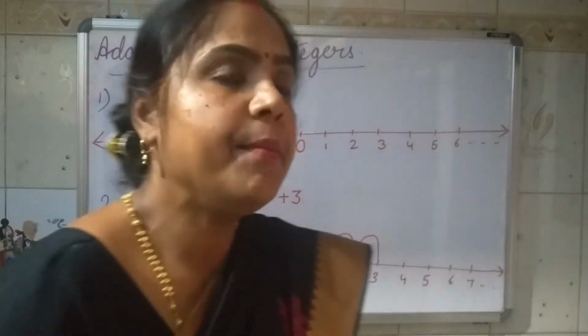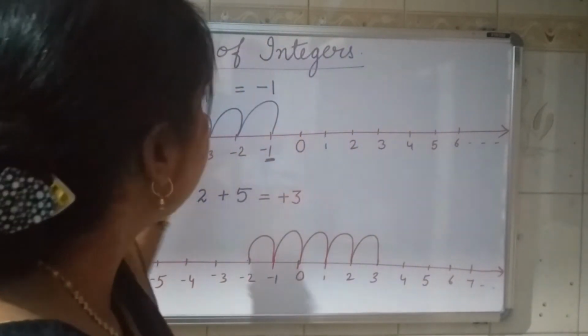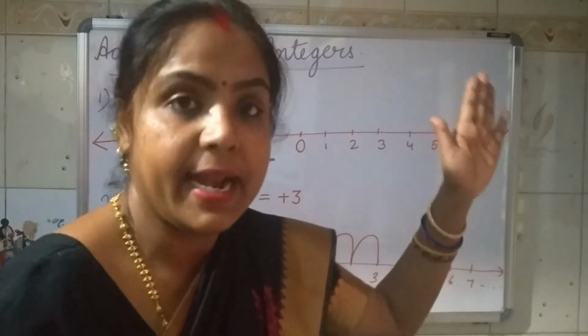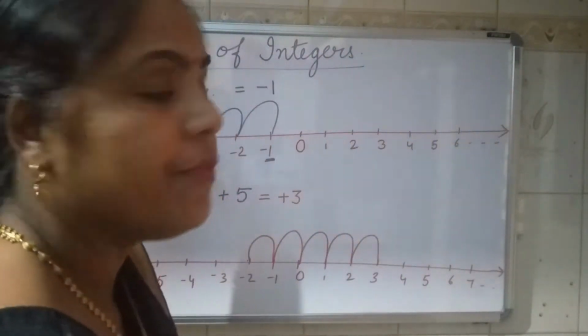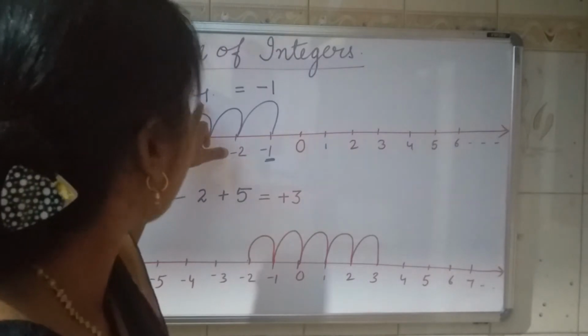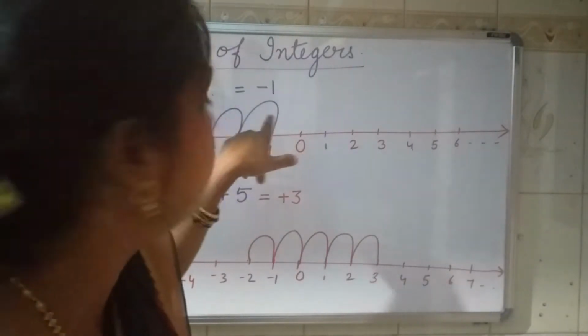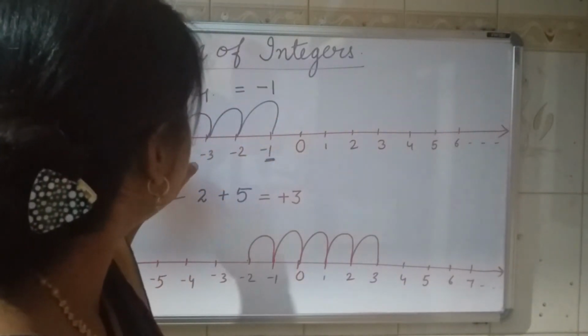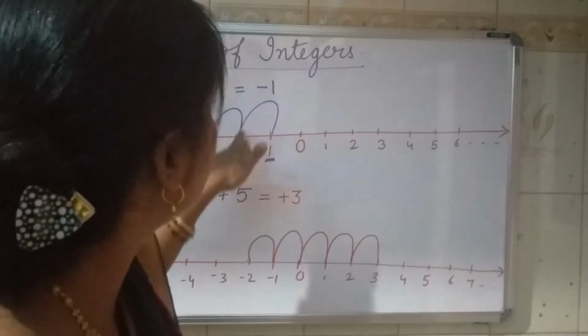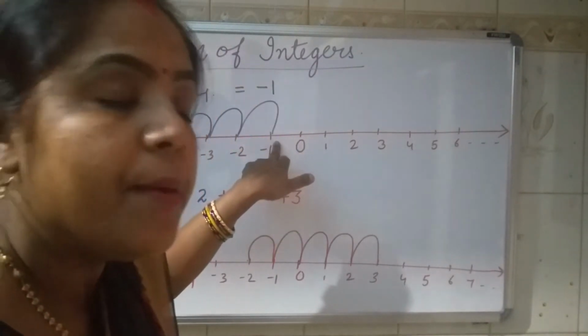Okay, again I am repeating. When we are moving toward the right direction, we are adding. We will begin from the first number, that is minus 5. How many times do we have to take a small jump? That is 4 times. So I started from minus 5, 1, 2, 3, 4. The answer got minus 1.